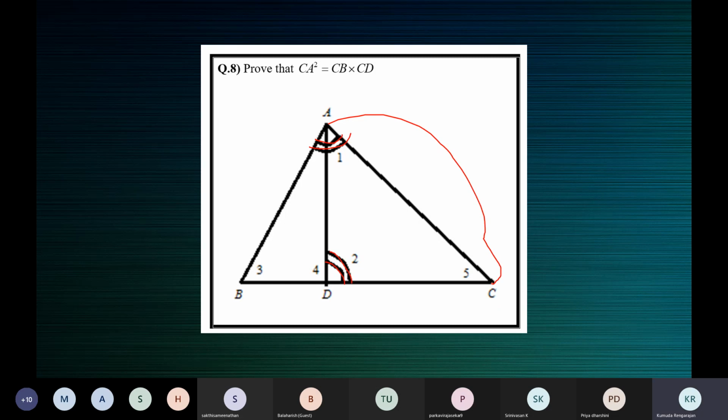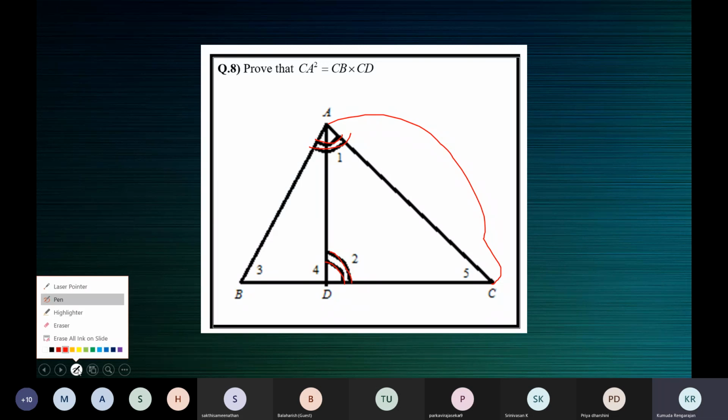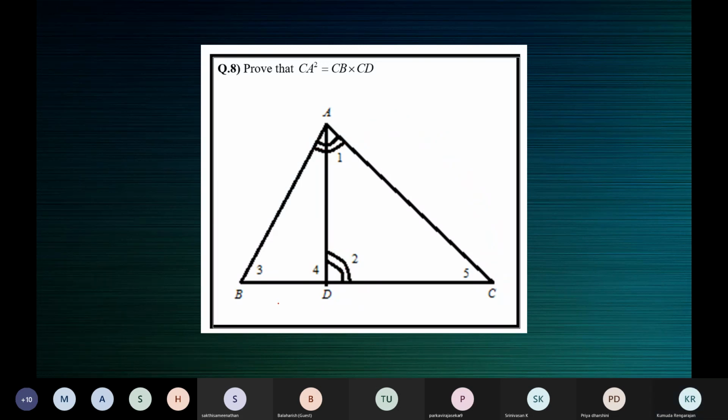So CAD and CAB. Let me say small and big triangle. So this is the small triangle. In the small triangle, angle 5 of the small triangle is equal to the same angle of the big triangle because this is the common angle. Angle 5 is equal to angle 5, common angle. Both the triangles have the same vertex C.